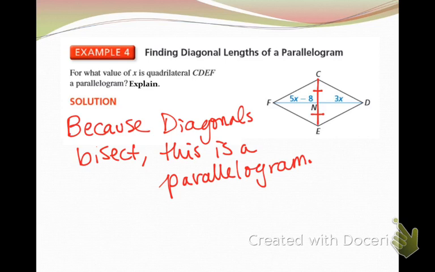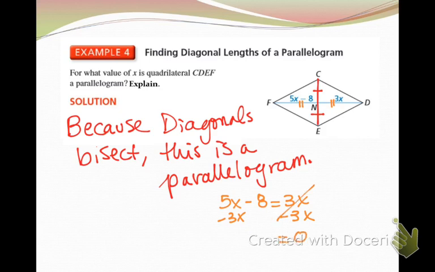Because of this, the other diagonal, FN, has to be congruent to DN. So 5x minus 8 has to be equal to 3x. So we can solve. Normally I move the smaller x. A lot of you make a mistake when you do this. It's fine to move the smaller x. However, when you do this, the right side doesn't completely go away.